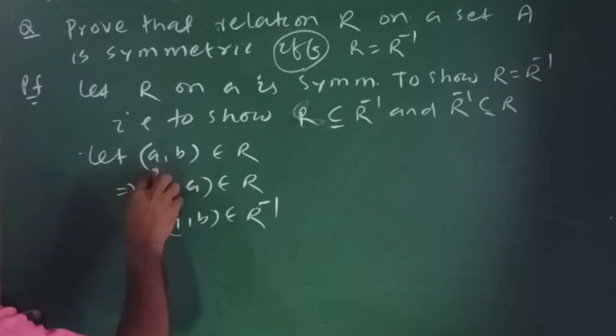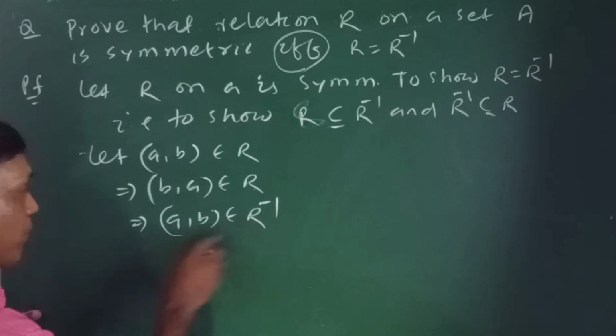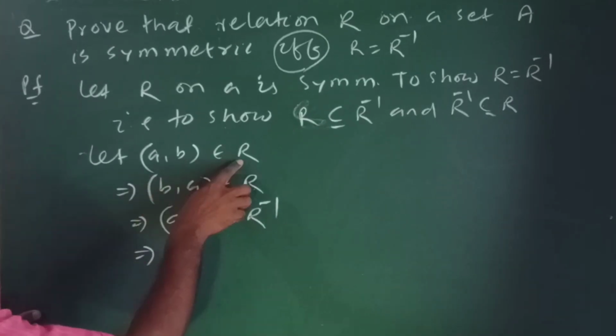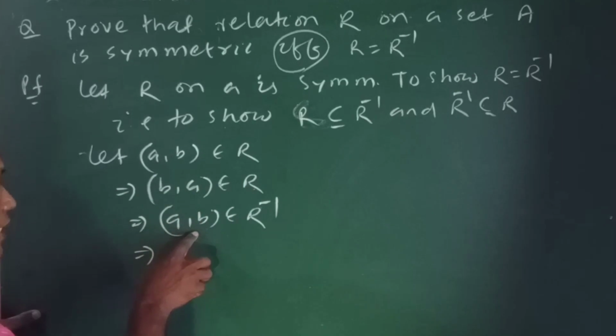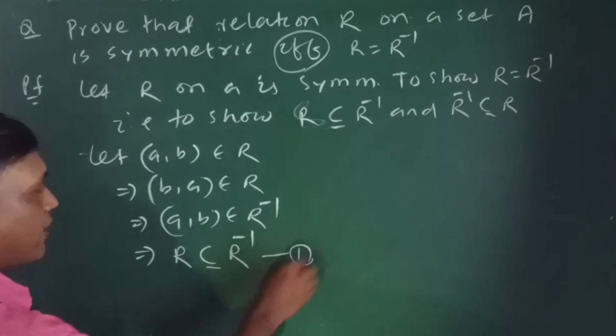Look at here, AB was an element of R, now AB is an element of R inverse, which implies every element of R is present in R inverse. So R is a subset of R inverse. First.